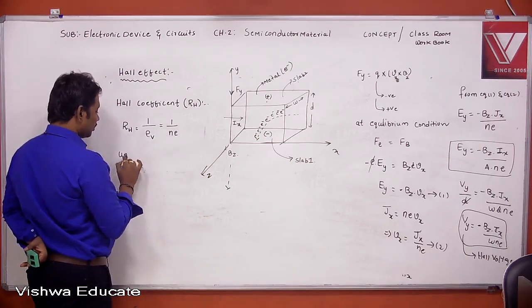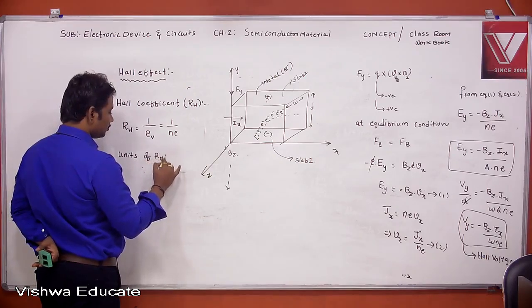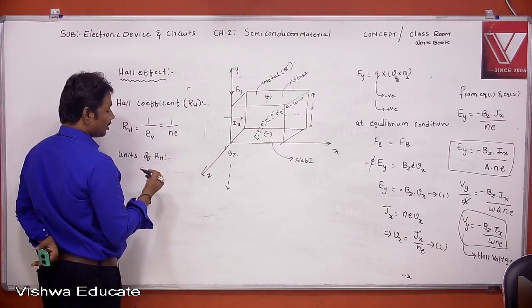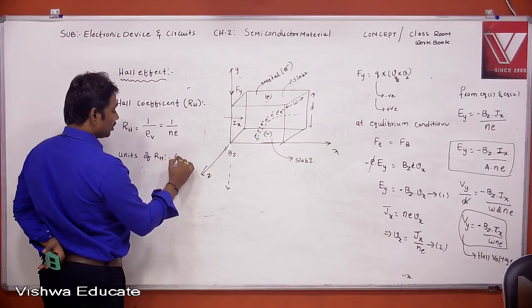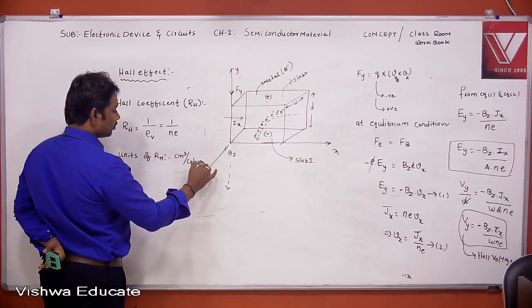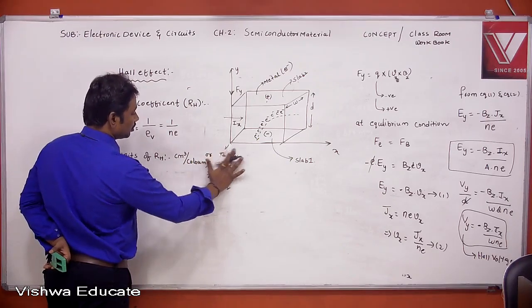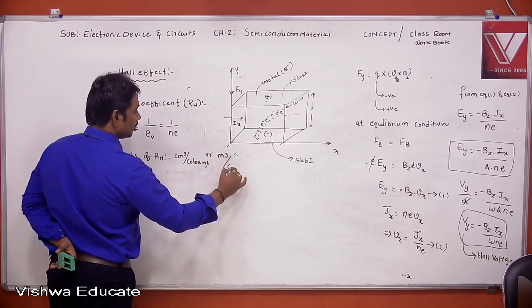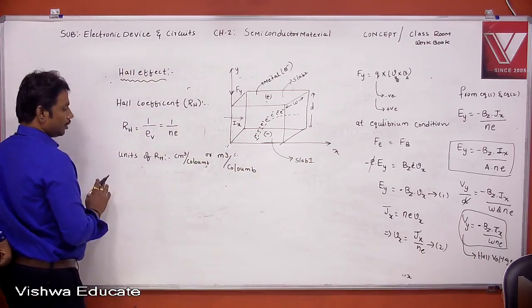Now I can also define the units of Hall coefficient. Tell me what are the units of charge: coulombs. And the units of concentration: per centimeter cube or per meter cube. That means simply it is centimeter cube per coulomb or meter cube per coulomb. Right. This is the unit of RH.